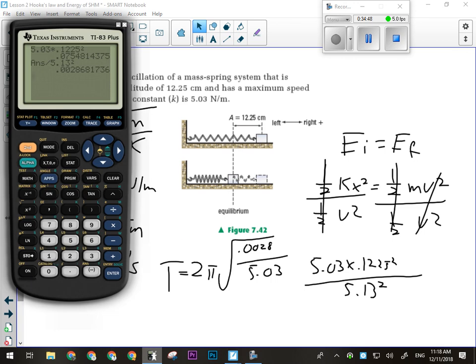So we'll have 2 times pi times the square root of our answer divided by 5.03. So we got 0.15 seconds for the period. This is a very small mass on a relatively heavy spring, so it's not going to take very long for it to oscillate back and forth.